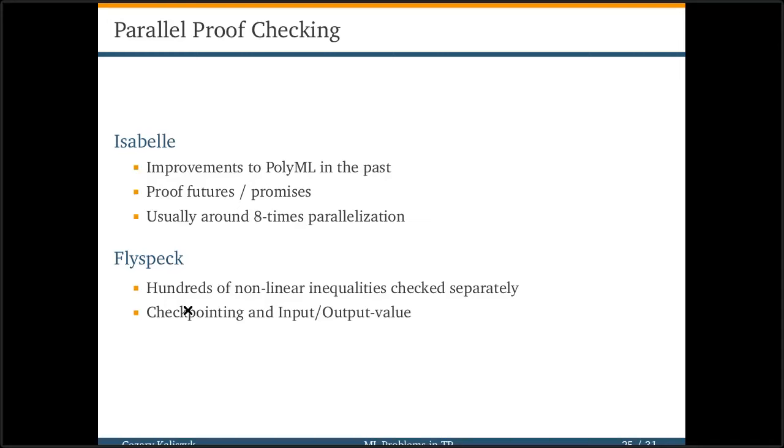In Flyspeck, we have close to 1,000 nonlinear inequalities that can be checked completely separately. There are no additional definitions needed there. You just need to verify that a certain inequality holds. We'll need it later in the proof, but they just need a certain large decision procedure. The way it would be done is some Azure cloud service would rent out a number of computation hours, and there you would run processes with this input-output value mechanism. That's almost unlimited parallelization, but do you trust the input-output? Well, as long as the images are exactly the same checkpointed, you should.